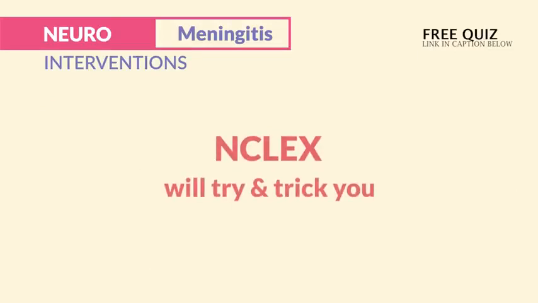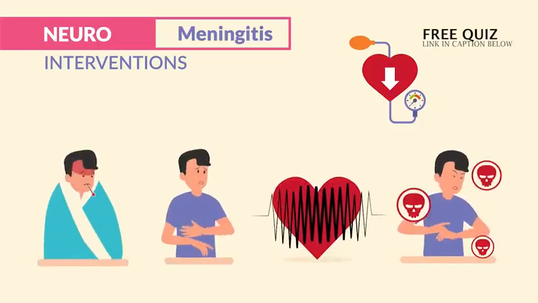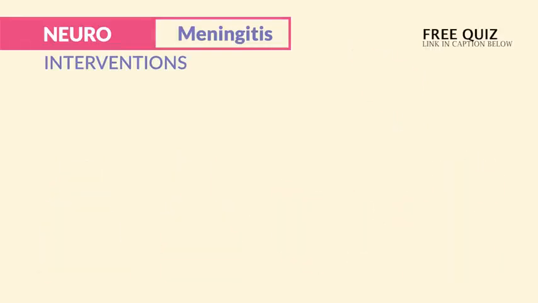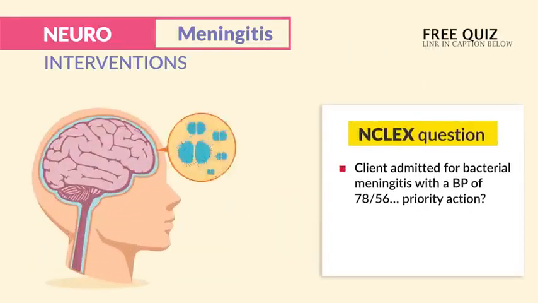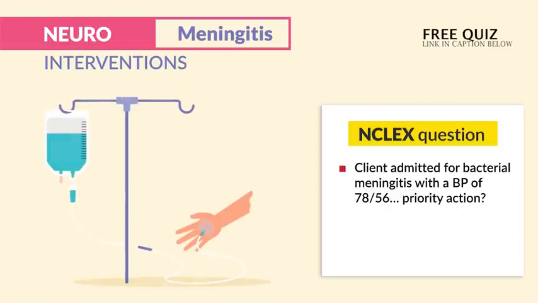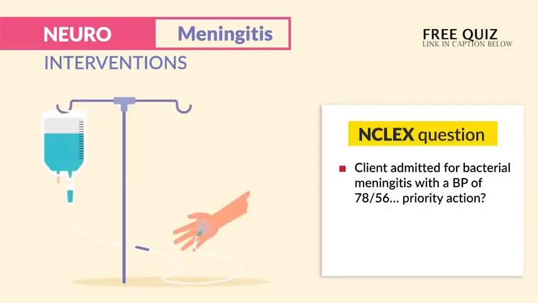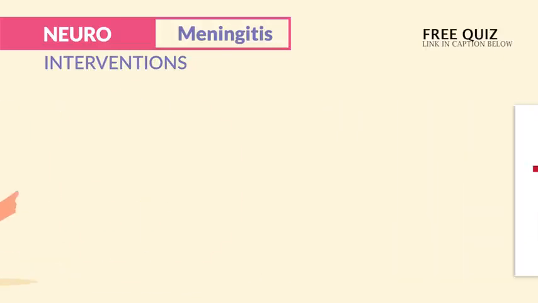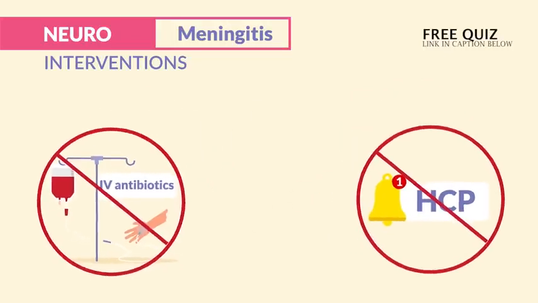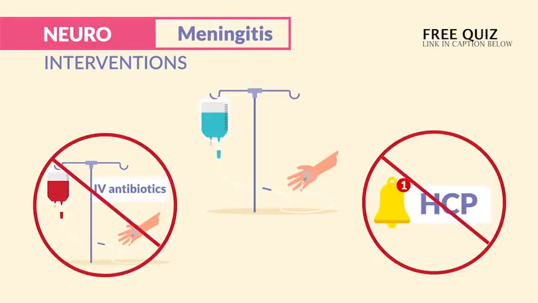Now the NCLEX will try and trick you because they want you to prioritize, asking for a priority action if a client slips into septic shock from meningitis. So a common NCLEX question: client admitted for bacterial meningitis with a really low blood pressure. What is the priority action? So the first action that you should take is to administer the bolus of IV normal saline, that isotonic fluid. Not giving IV antibiotics first, and definitely not calling the provider. Priority here to save the patient's life is giving fluids.